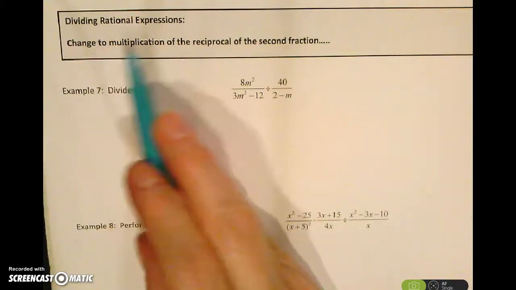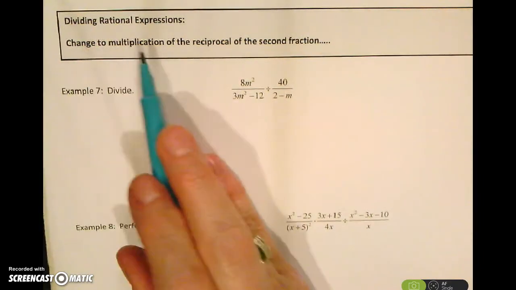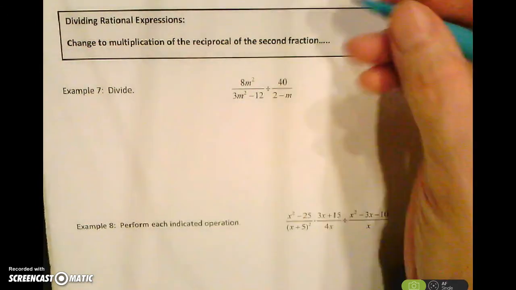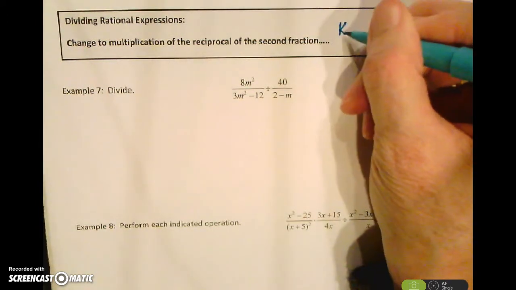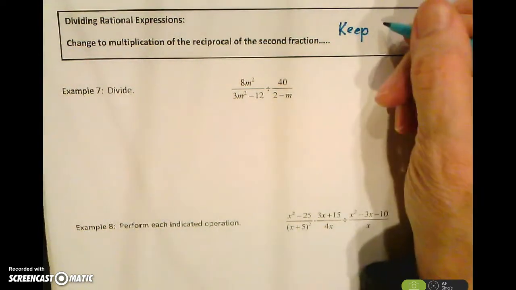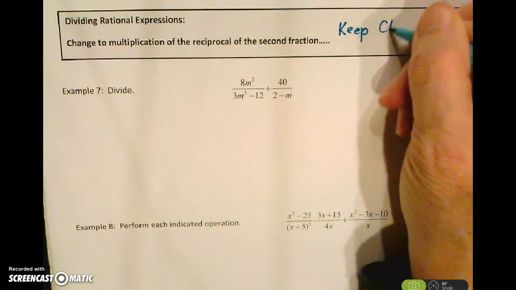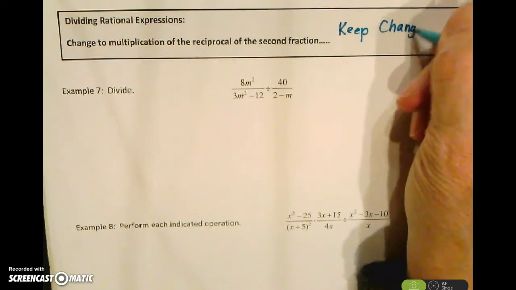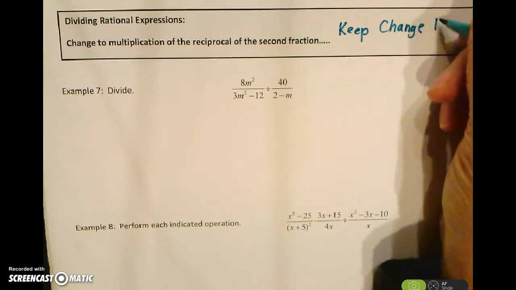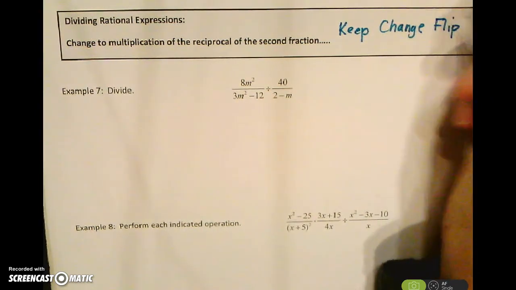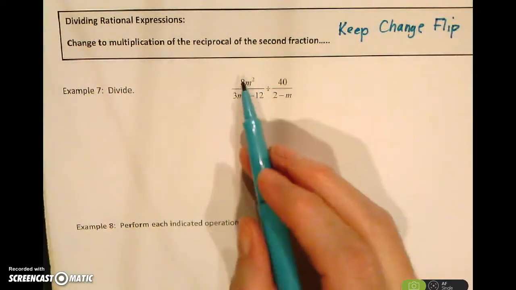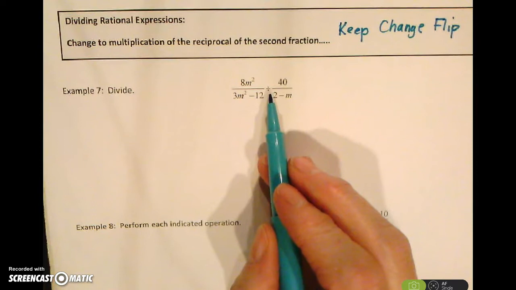So when dividing rational expressions, you're going to change to multiplication of the reciprocal of the second fraction. So we're going to keep the first fraction just as it is. We're going to change the sign from division to multiplication, and then we're going to flip the second fraction. So keep, change, flip. All right, so here we have a division problem.